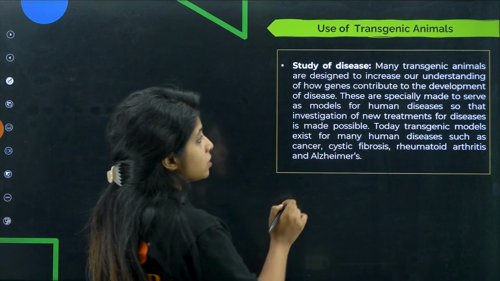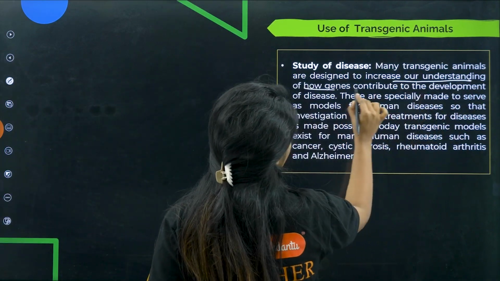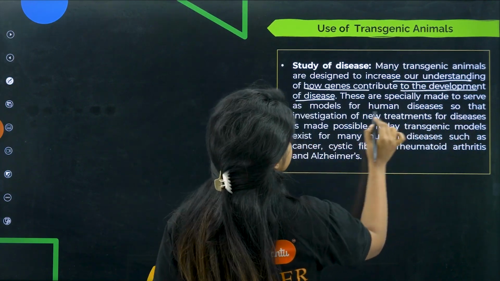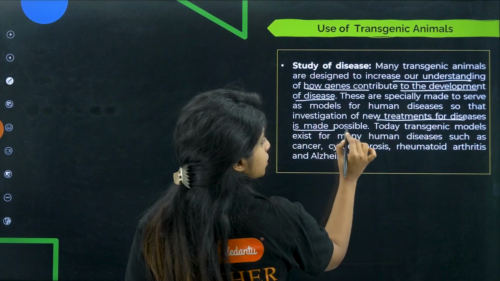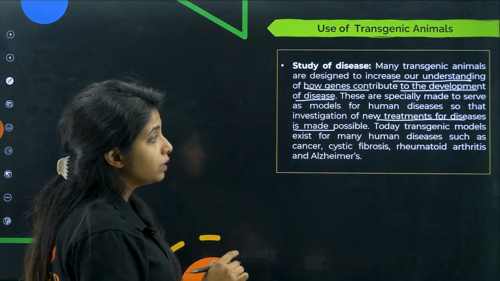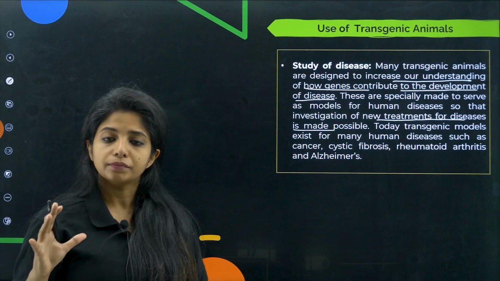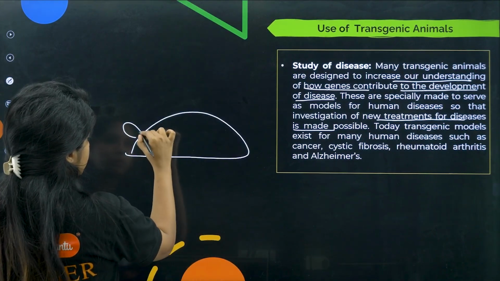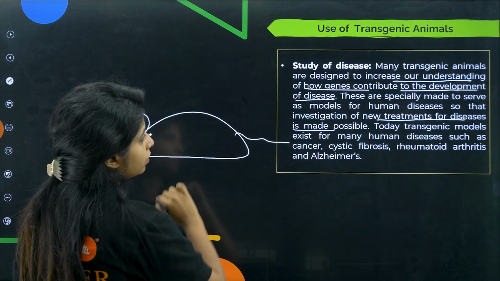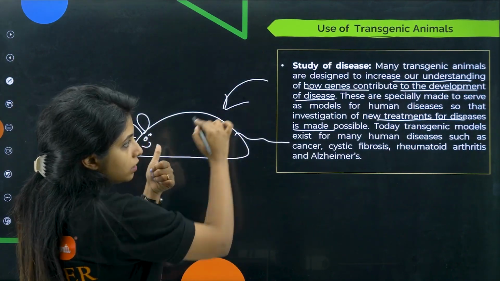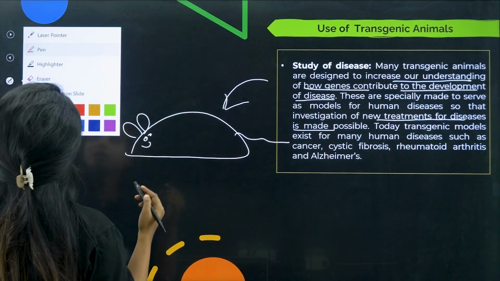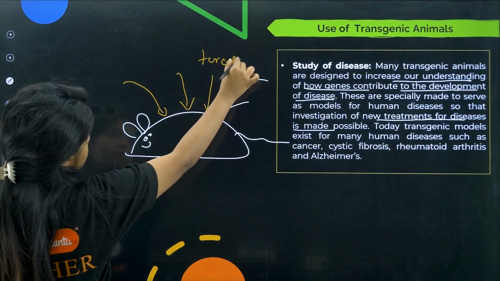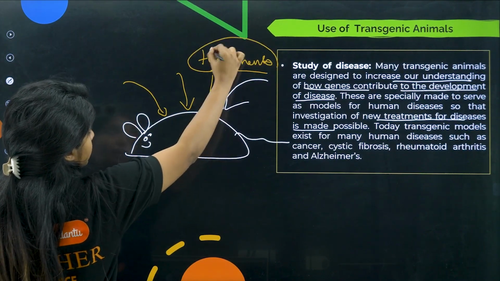Now next thing, study of a disease. Let's see how. Many transgenic animals are designed to increase our understanding of how genes contribute to the development of disease. These are specifically made to serve as models for human diseases so that investigation of new treatment for diseases is made possible. Today transgenic models exist for human diseases like, okay, so basically what is happening over here, I am using this particular organism. For example, let's take mice only over here. I am going to use it as a model, putting certain different types of genes into it. I am giving treatments to it so that I understand which treatment could finally work.